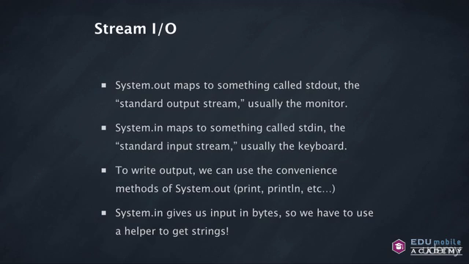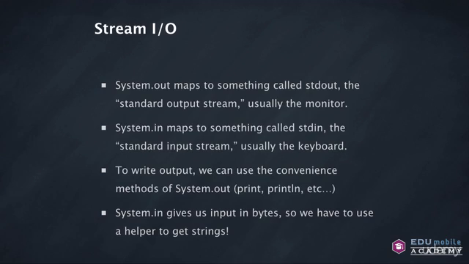So stream I/O, stream input output in Java, kind of looks like this. System.out, which we've talked about, is mapped to something called standard out or stdout. This is the standard output stream. Don't get confused. This is usually just the monitor you're looking at on your computer. System.in maps to something called stdin, standard input, the standard input stream, usually the keyboard. These are treated for good reasons as files by our programming language.